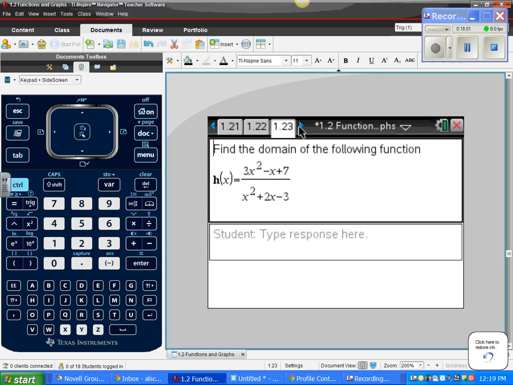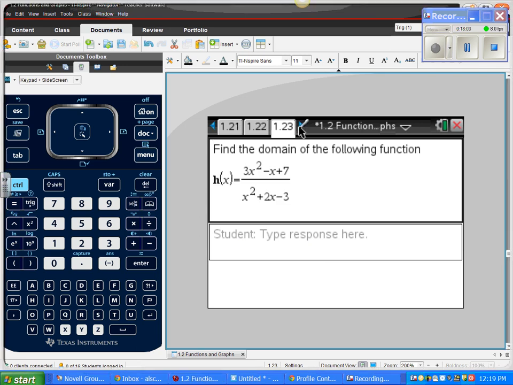Okay, so let's try another one. Same thing here. We're looking for the domain. So you take that denominator, you set it equal to 0, and solve. In this case, you have two values. So your domain equals all real numbers such that x cannot equal negative 3 or 1.